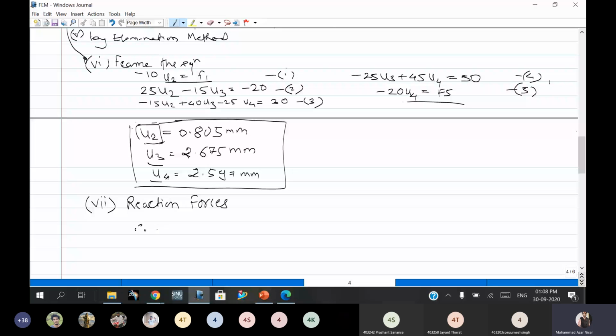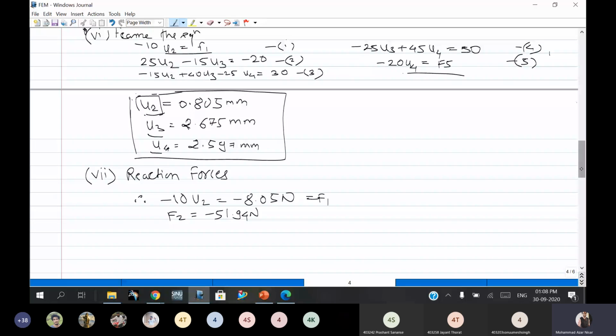So F1 will be minus 10 multiplied by U2, and we will get minus 8.05 Newton for F1. And for F5, in equation number 5, if we use that, we'll get minus 51.94 Newton. Now for balancing reaction forces, what is the equation for this?